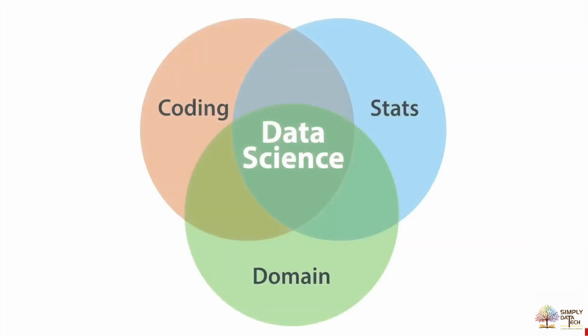Now let's go back to our Venn diagram here just for a moment. Because this is a Venn, we also have these intersections of two circles at a time. At the top is machine learning, at the bottom right is traditional research, and on the bottom left is what Drew Conway called the danger zone. Let me talk about each of these.